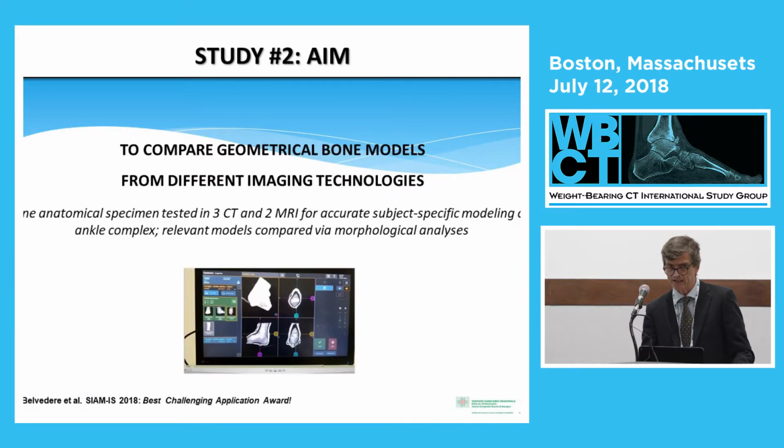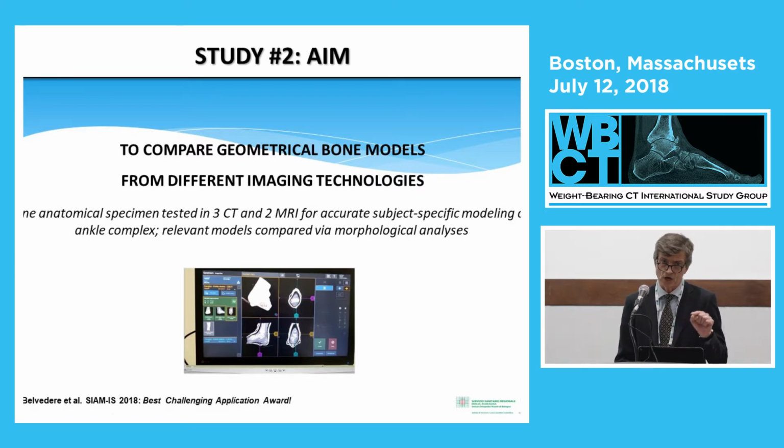The second study that I'm going to show you in a little bit more detail is about the quality of the bone models to be able to make the customization of the devices.